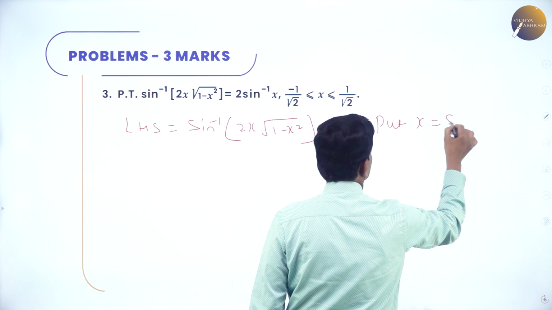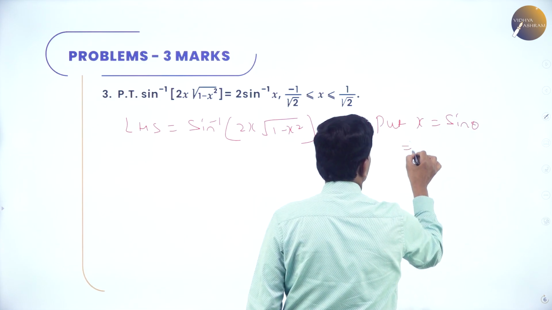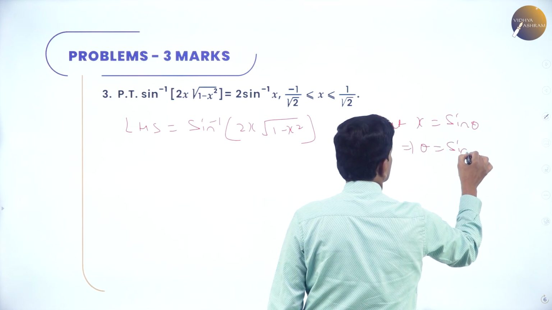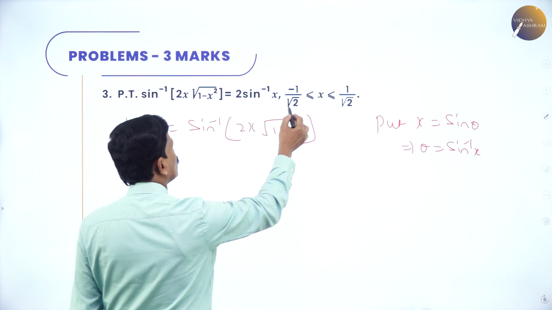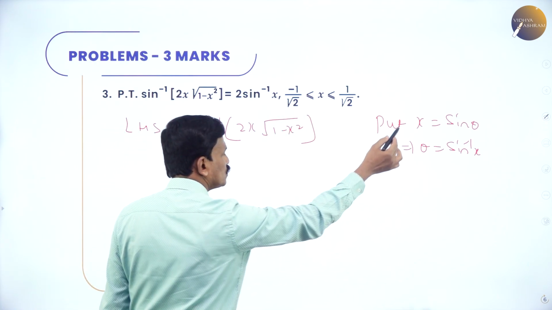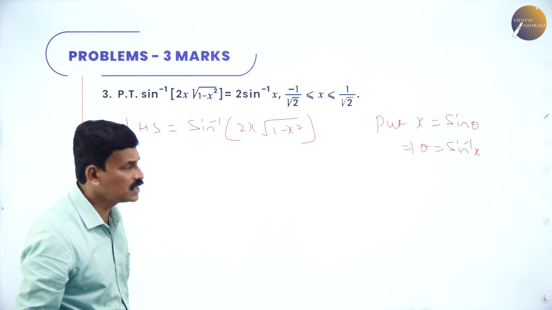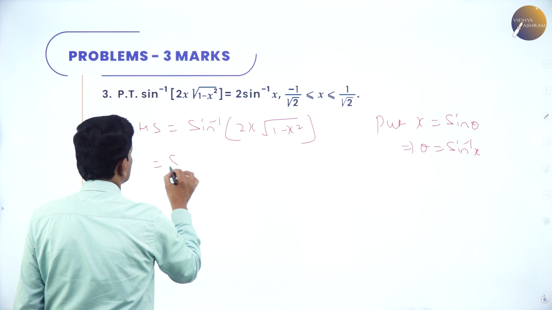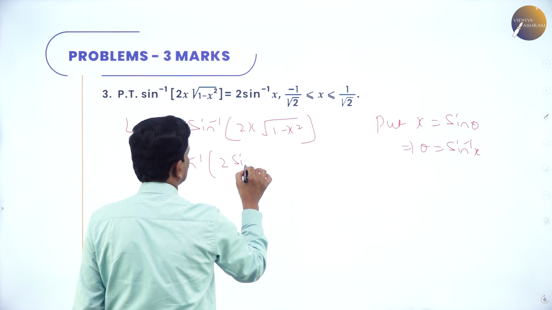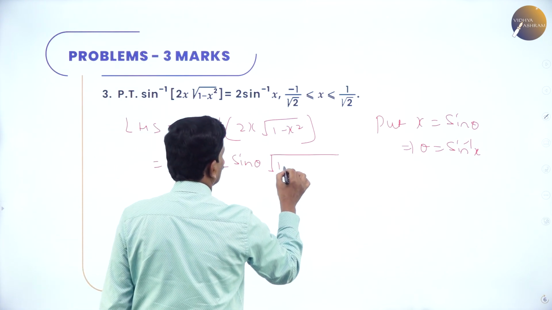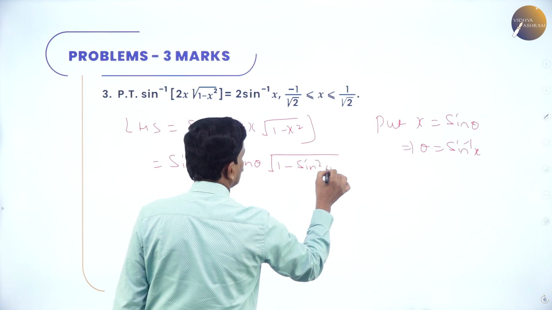Put x is equal to sin theta, which implies theta is equal to sin inverse of x. Here the value of x lies between minus 1 by root 2 to plus 1 by root 2. Now take x is equal to sin theta in this case. Now this becomes sin inverse of 2 into what is x? x is sin theta, into root of 1 minus x square is sin square theta.